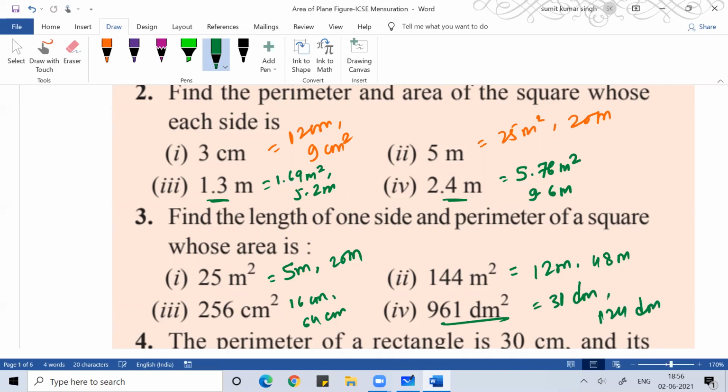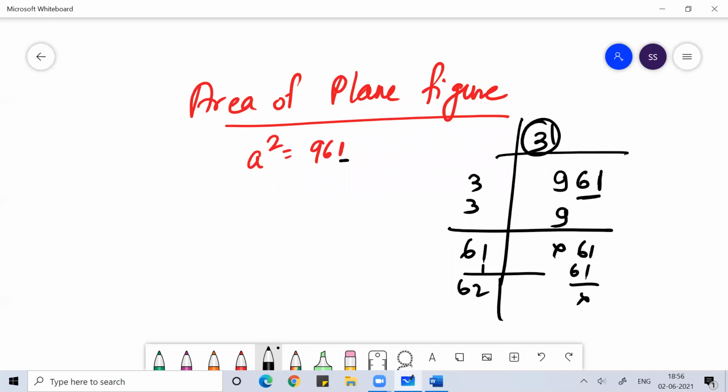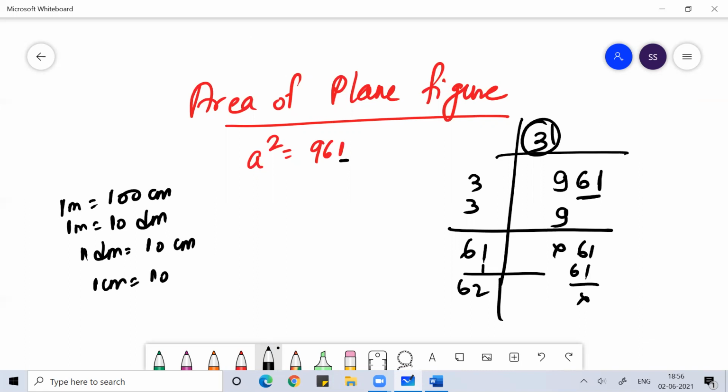Decimeter, yes, sir. 1 decimeter is equal to how many centimeters? So 1 meter is 100 centimeter. 1 meter is equal to 10 decimeter. 1 decimeter is equal to 10 centimeter. Remember this, 1 centimeter is equal to 10 millimeter. 1 decimeter is 10 centimeter. 1 meter is 10 decimeter.